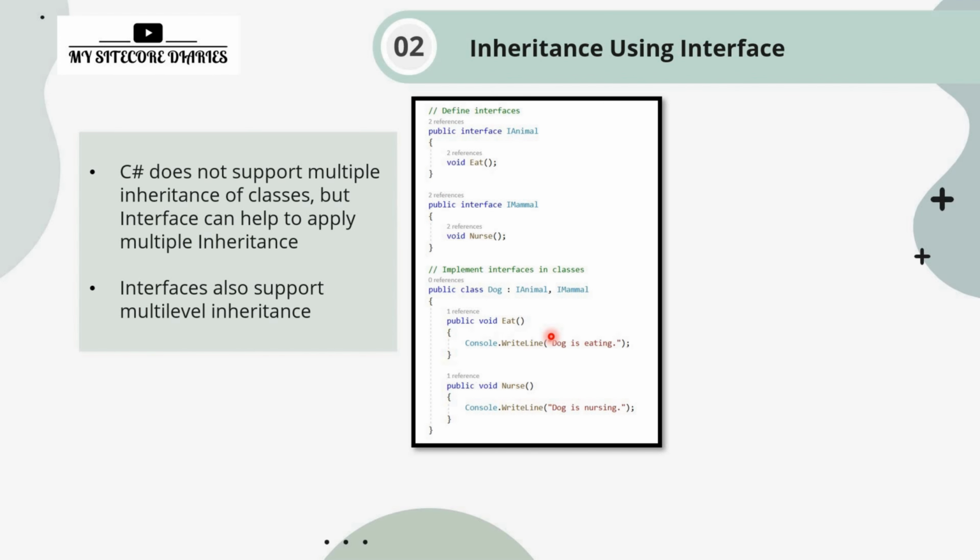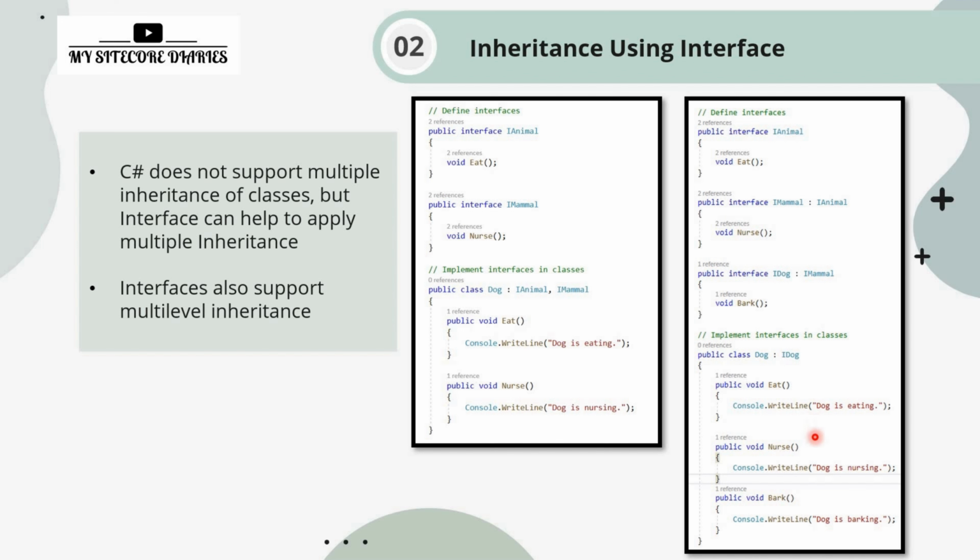Okay, so this is not possible in the class. So there we have to use the interfaces. Now this is the example of a multi-level inheritance. In this, what we are doing is we have created one interface like iAnimal, which is implemented in another interface iMammal, and this iMammal is getting implemented in the iDog, and this iDog is then implemented in the dog class. So this is multi-level inheritance.